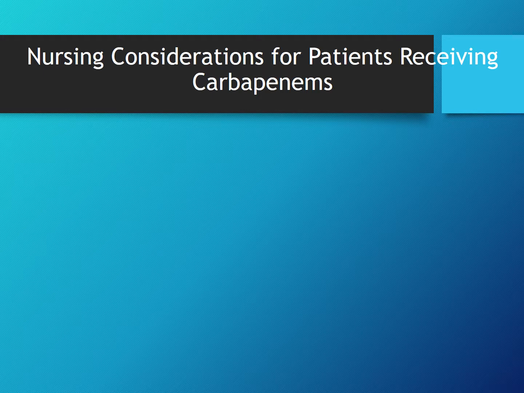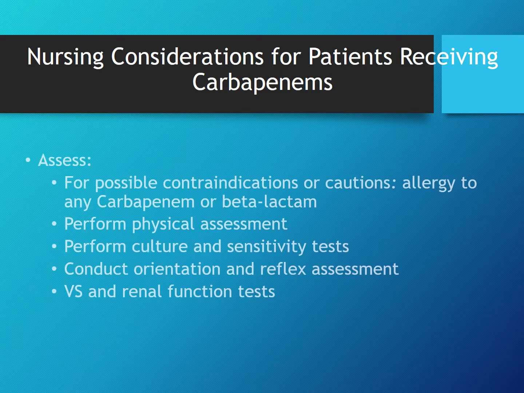So, some of the nursing considerations for a patient receiving a carbapenem. We're going to assess, of course, for contraindications or for cautions. So, do they have allergies to either carbapenems or to any of the beta lactams? Again, we're going to perform physical assessment, culture and sensitivity testing, baseline tests related to orientation, reflexes, vital signs, and renal function tests. We would not give carbapenems to anyone who also has a severe allergy to penicillin, which is a beta lactam.